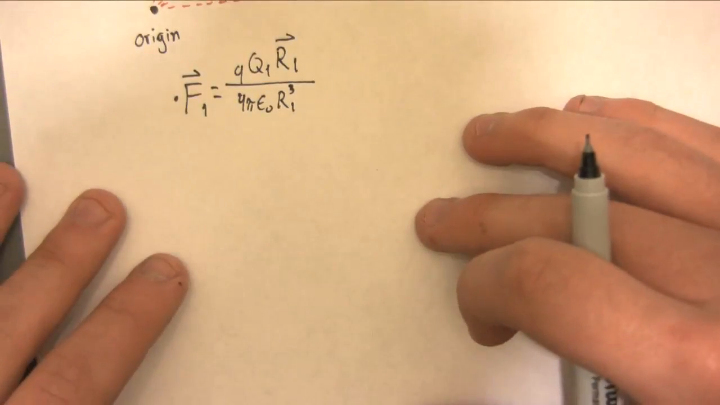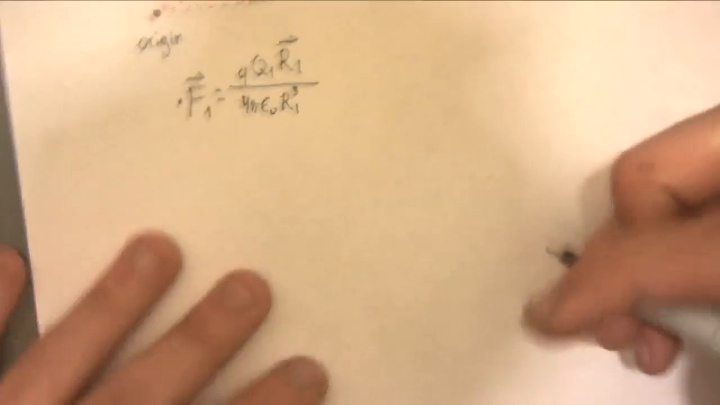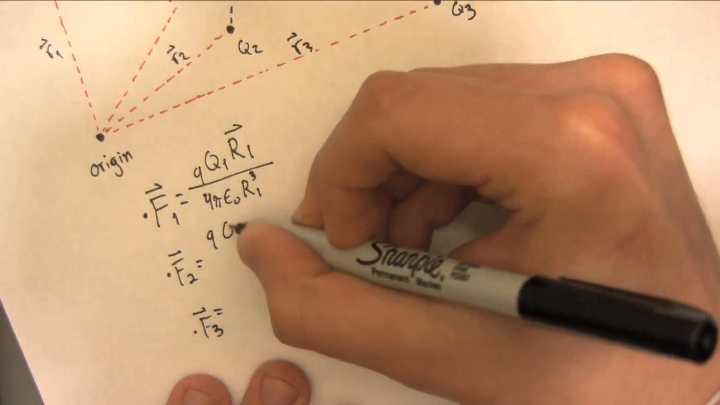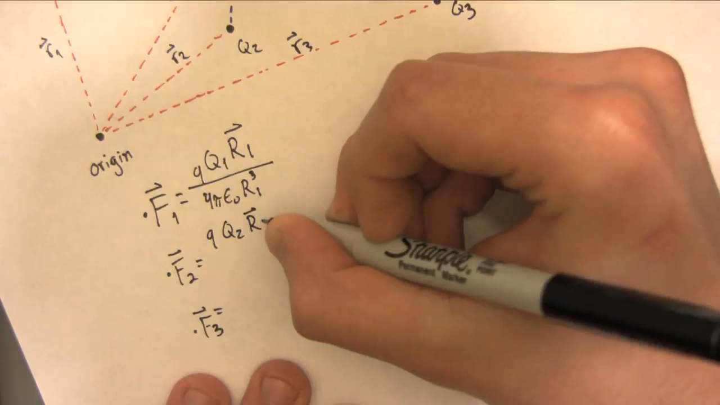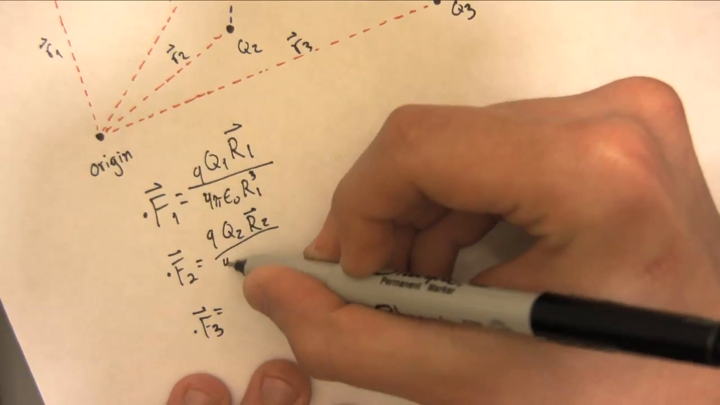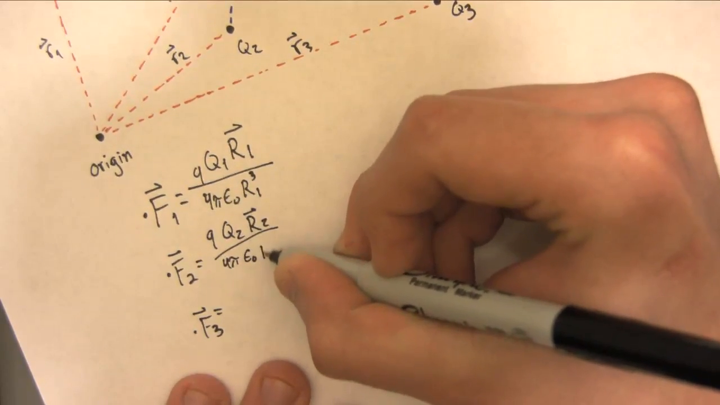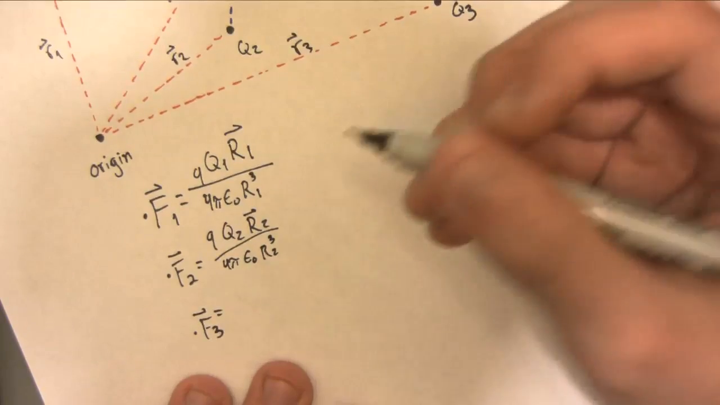So we can do the exact same for F2 and F3. Q, Q2, our arrow 2, 4 pi epsilon naught, R2 cubed.